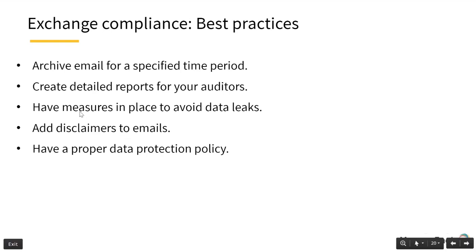Third one, very self-explanatory. I'm sure any of your spouses would know this too. You need to have measures in place in order to avoid data leaks. It's something that people usually know, but I'm going to say it anyway because it needs to be said. There were so many cyber threats, so many data leaks in 2017, and it's 2018, and security experts keep saying that it's only going to get worse. So you need to have measures in place in order to avoid data leaks.